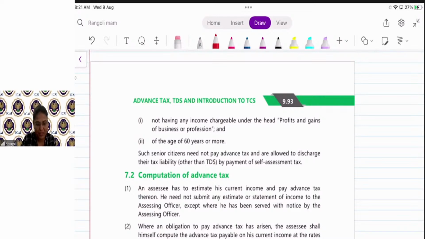Madhav, wait for a minute. I will discuss the interest provision.